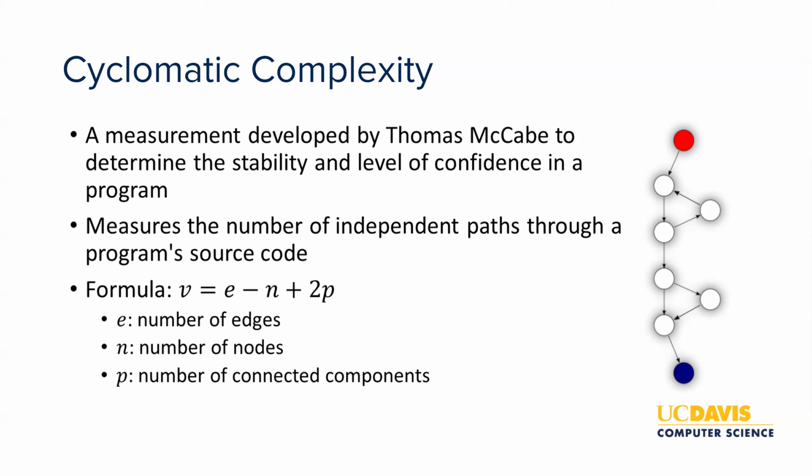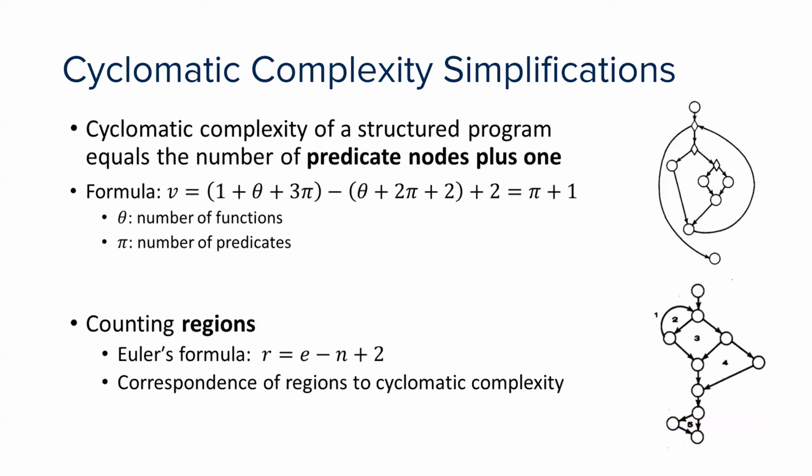Cyclomatic complexity is calculated using the formula V equals E minus N plus 2P, where E is the number of edges, N is the number of nodes, and P is the number of connected components. For a single program, P equals 1.